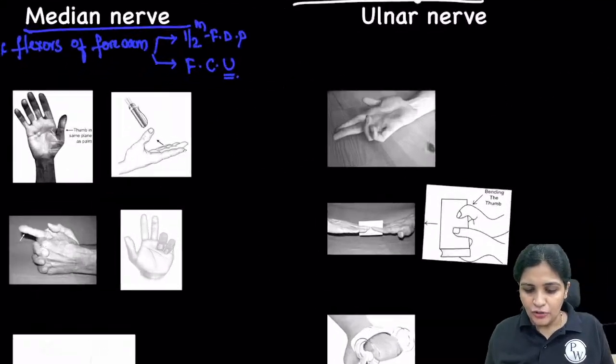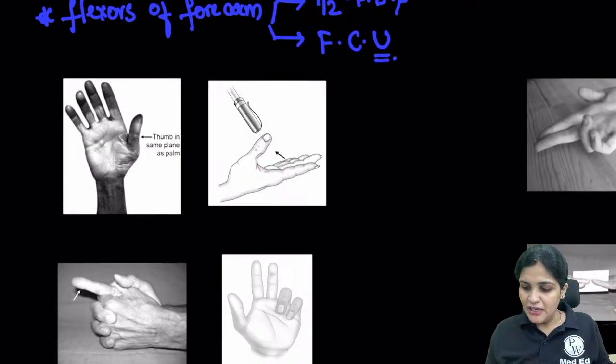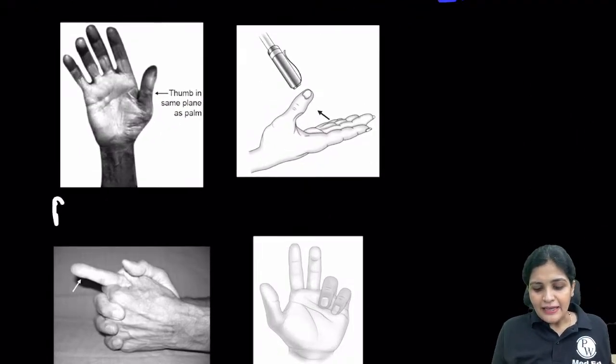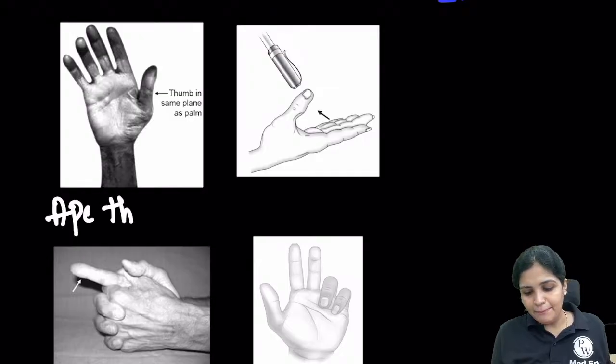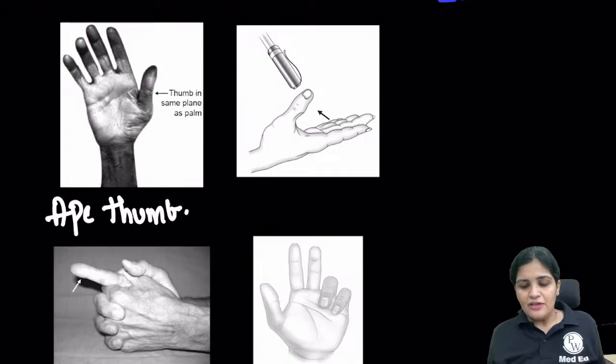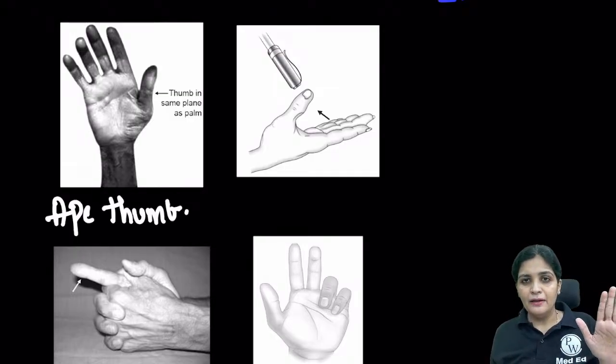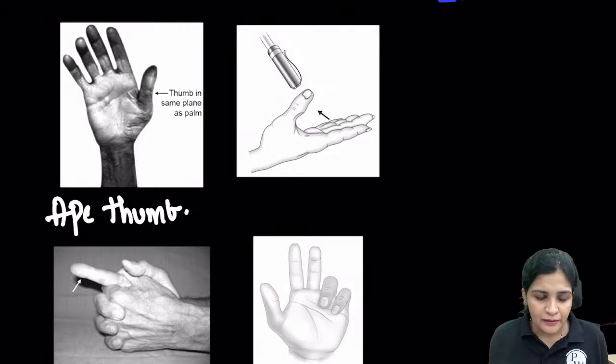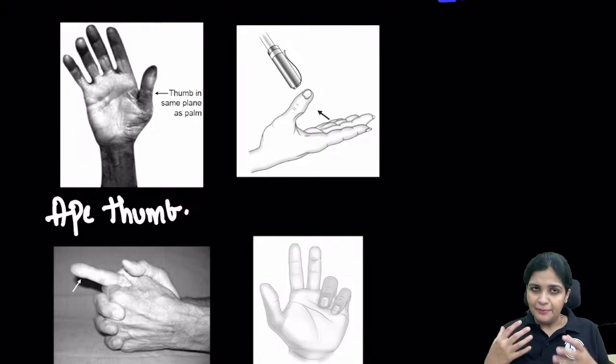So now I've told you the median nerve. So what is the first picture? Thumb in the same plane. Very good. This is called the ape thumb deformity. So why is it called the ape thumb? Thenar muscle wasting. Yeah, it is about the thenar muscles wasting.